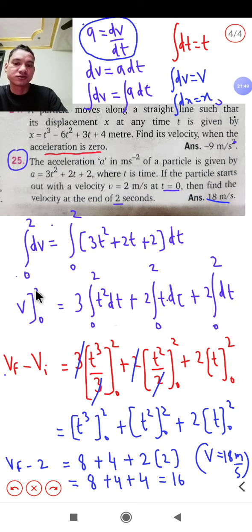So this is how I have shown it. Final velocity I needed to calculate at 2 seconds, and this is the initial velocity at 0 seconds. So you can also call it v1 and v2, but since 0 second is there, let me call it v initial, and this is v final. Okay, v initial is given as 2 meter per second, so I have put 2 here, and solving this side will give me 16. So 16 plus 2, 18 meter per second.